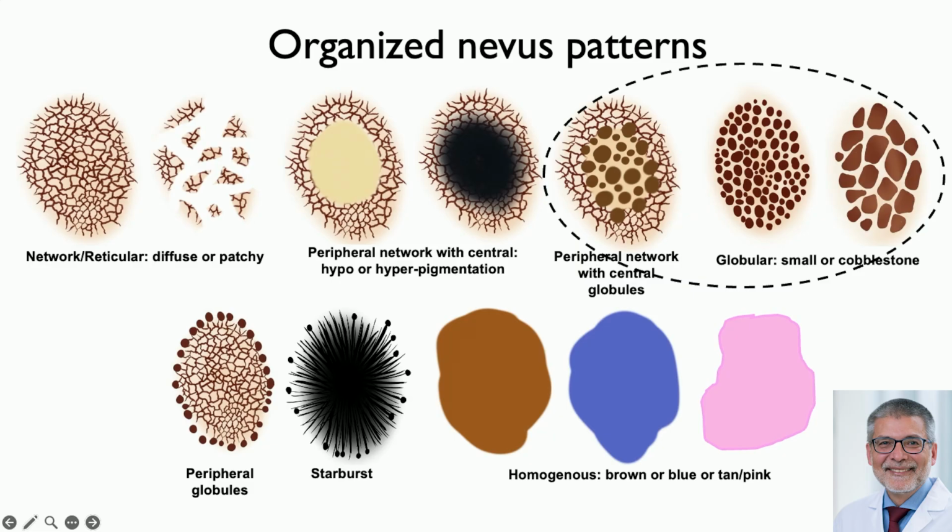The next one are the globular patterns, and there are three types. So you have peripheral network with central globules. You have round to oval globules throughout the lesion. And then you have one where the globules are very large and almost create like a cobblestone-like appearance to them.